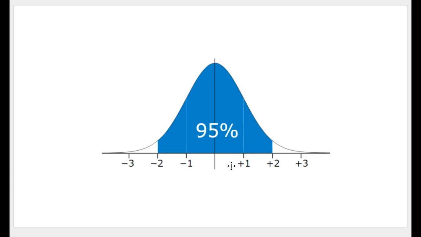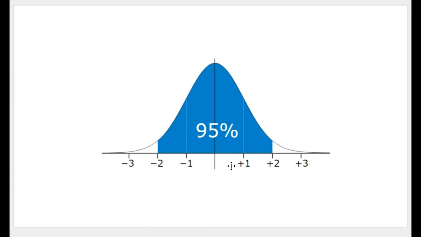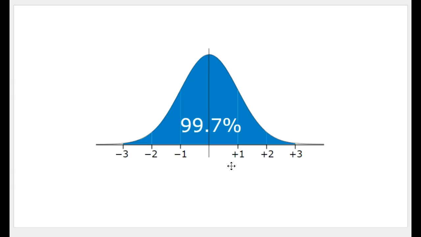Let's review that one more time. With plus or minus 1 standard deviation, 68% of your data will be there. Plus or minus 2, you have 95%. And plus or minus 3, you have 99.7% of your data stored in that range.